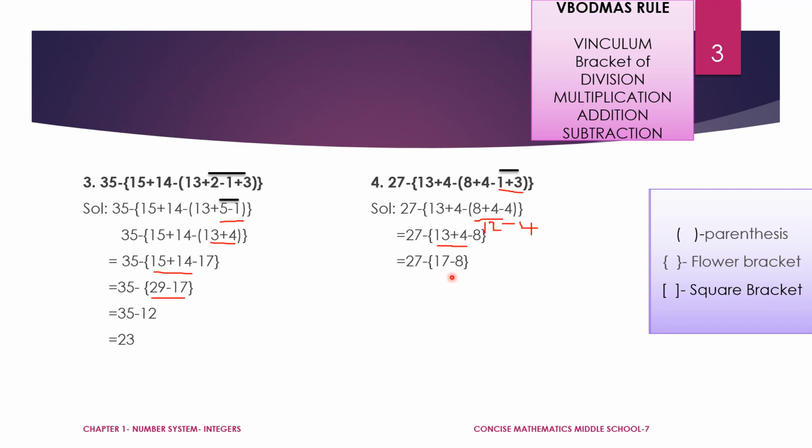Now in the flower braces there are only two integers, so solve those. You will get 27 minus 9. One has a plus sign, the other has a minus sign. Just put the bigger number's sign, that is plus, and subtract 9. Because I am removing the braces, plus into minus is minus 9. I hope you understood it. Now 27 minus 9 becomes 18. Our fifth question.